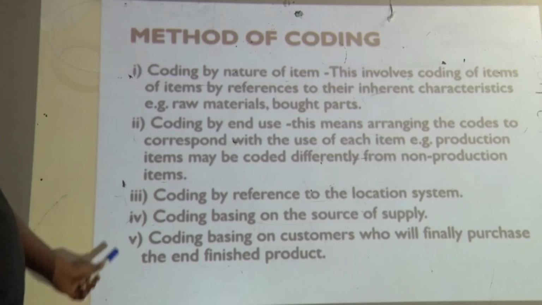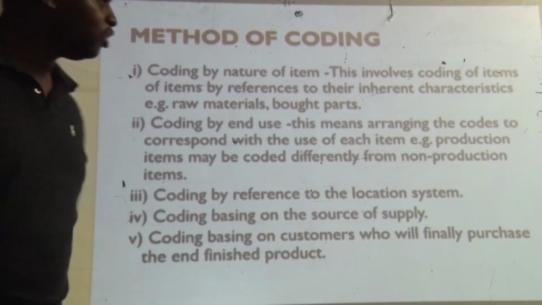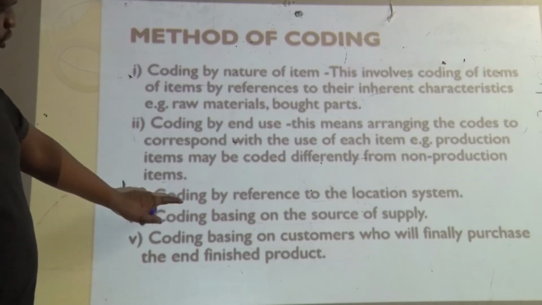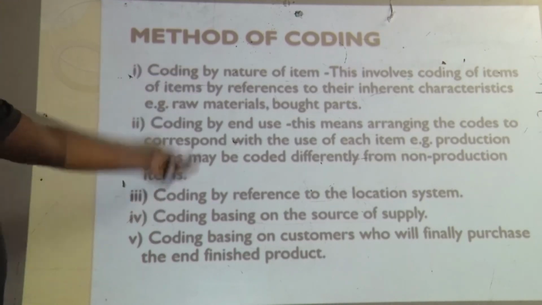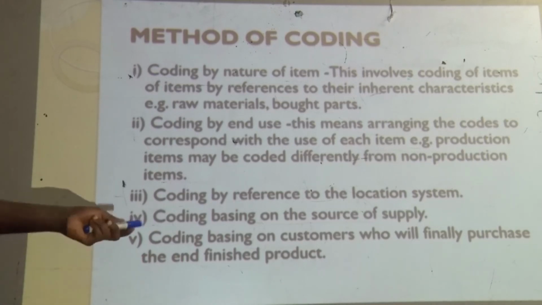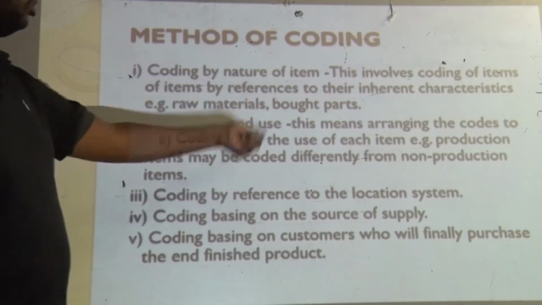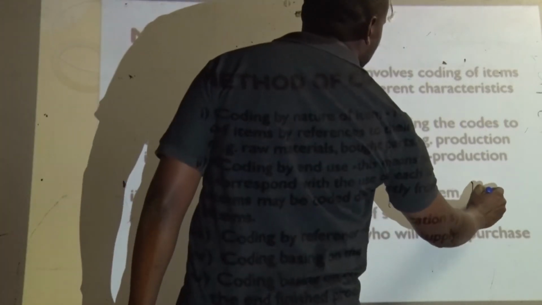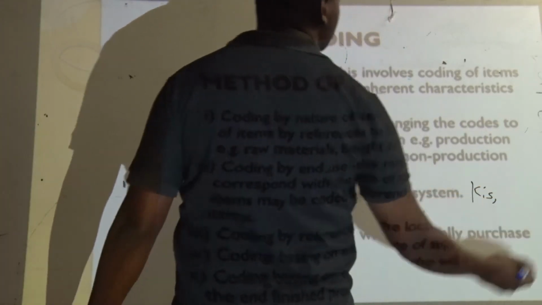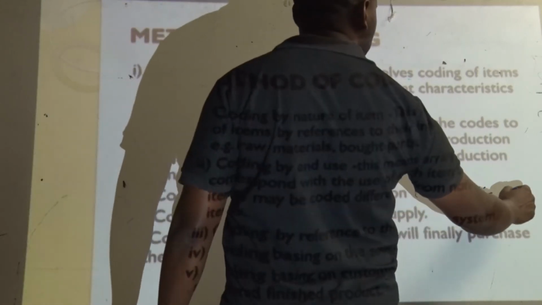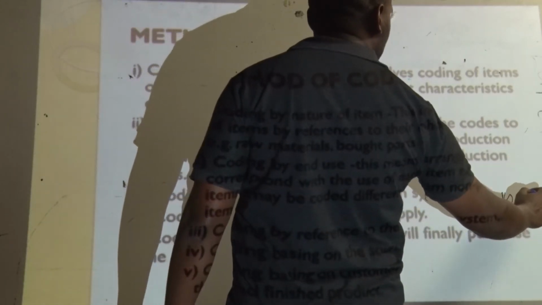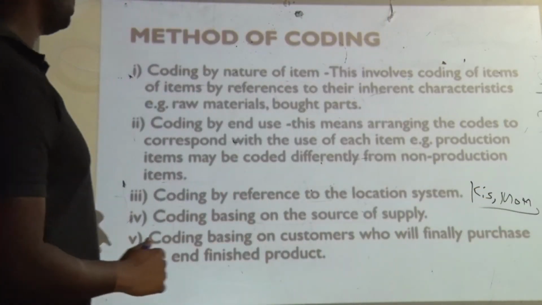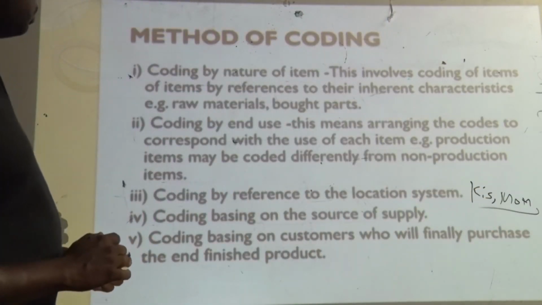You can also decide to code by reference to the location system. So you can decide to code using the location where you are taking the items. Let's say you are taking the items to Kisumu. You can decide to start with Kisumu. Or if you are taking the items to Mombasa, you can decide to say Mombasa, like that. So it depends on the location where you are taking the items to.